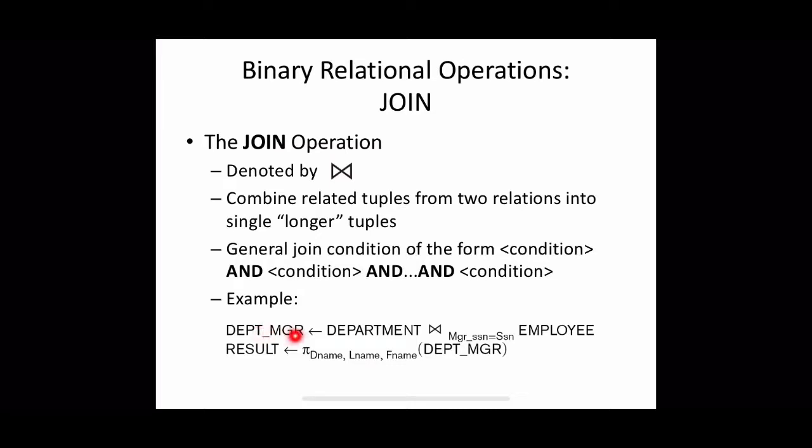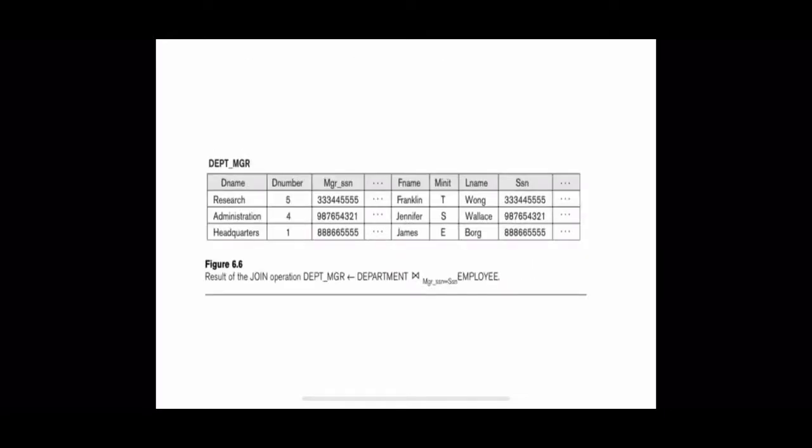First, we will perform the join operation on department and employee relations with the condition that manager SSN is equal to SSN in employee. So after performing this operation, we will get a table like this. For research, we will get the corresponding manager employee, that is Franklin. Like that, for every department, we will get the corresponding manager alone.